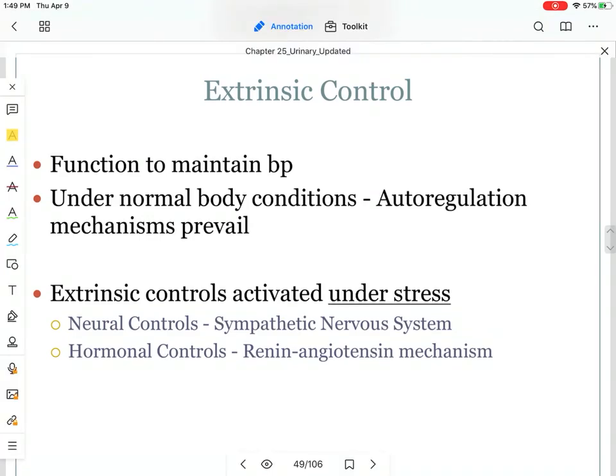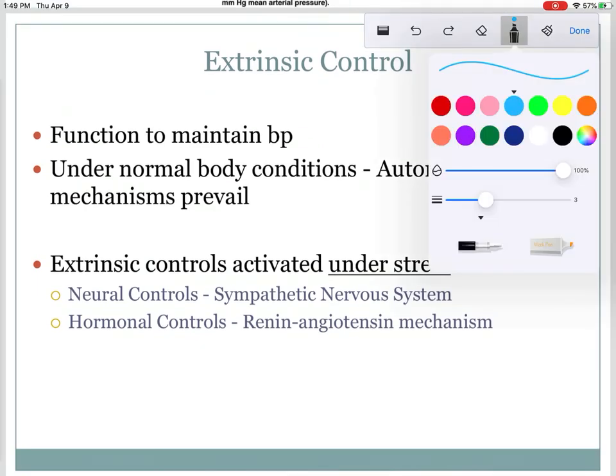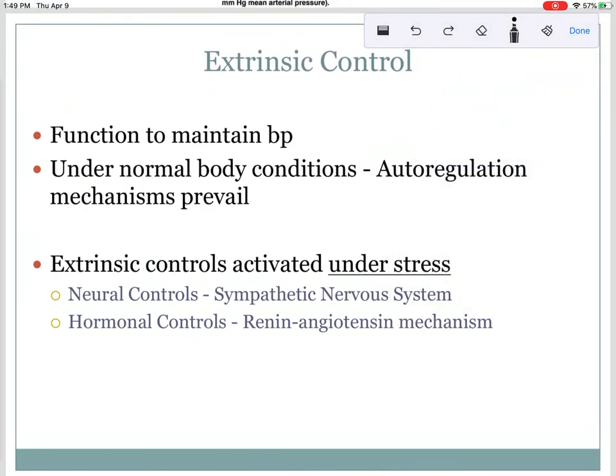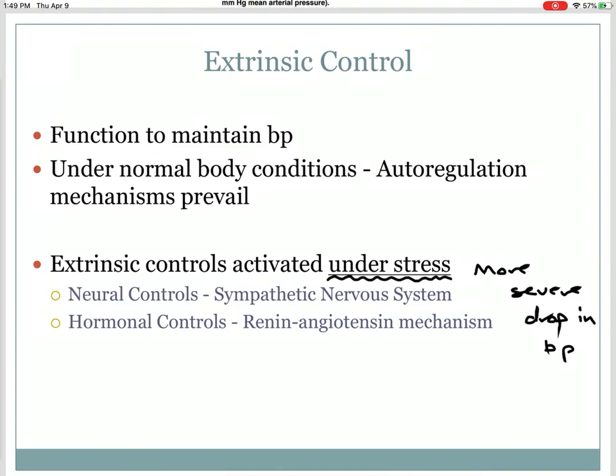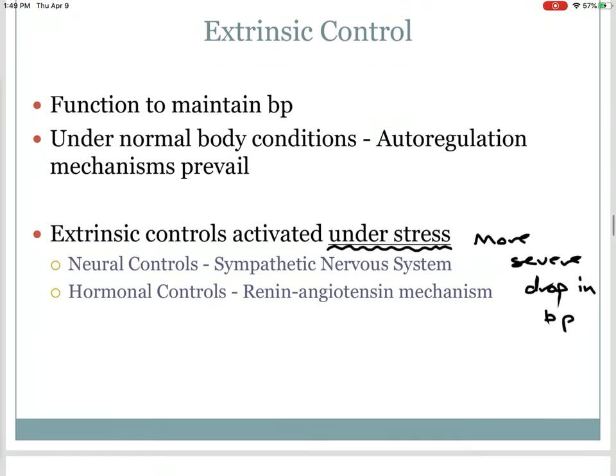But what if we have a more severe drop in blood pressure? Then the autoregulatory mechanisms are not enough. And oftentimes, stress makes possible a more severe drop in blood pressure. So when we're under stress or when we have a more severe drop in blood pressure, we can no longer rely just on the autoregulatory mechanisms. Now we have to rely on some extrinsic controls.